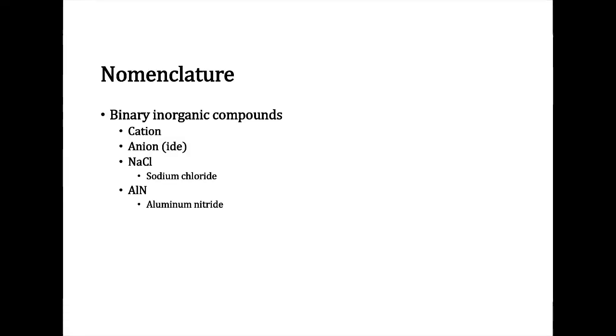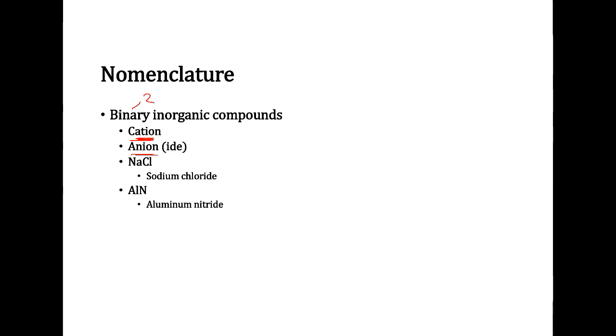Okay, so for today's discussion, what we're going to discuss is nomenclature, or how do we name different compounds. So let's start with the simplest example, and this will be for binary inorganic compounds. A binary inorganic compound is formed from just two elements. The way that these are named is we list the cation first, followed by the anion, but we drop the ending of the anionic element and we add "ide."